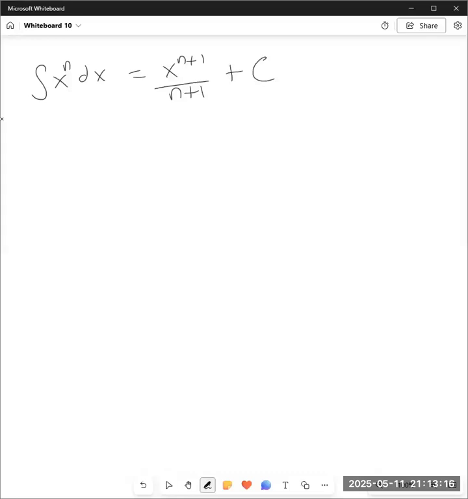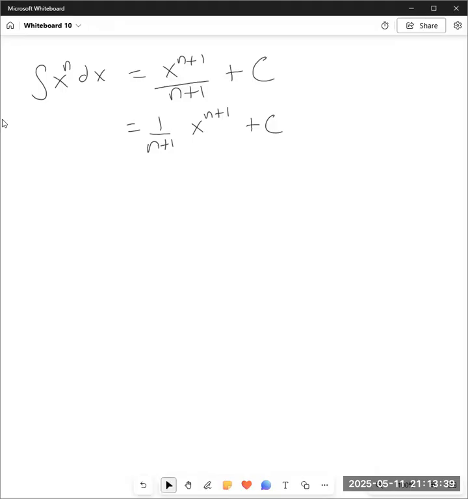We could also write that as 1 over n plus 1 times x to the n plus 1 plus c, and I might write my answers that way sometimes, where this is the reciprocal of the new exponent. So add 1 to the exponent, multiply by the reciprocal of that new exponent, add a constant of integration on the end.